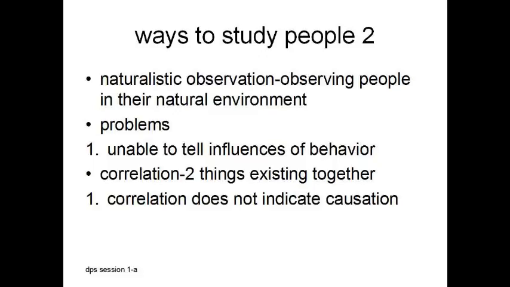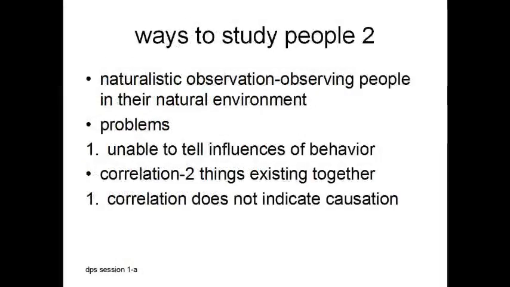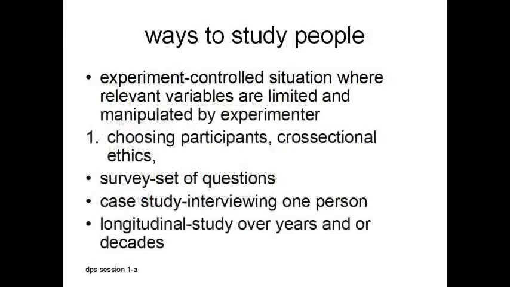And this really goes back to the first tile, where you're drawing your conclusions. You may see a relationship, but the relationship doesn't necessarily mean that cell phones, or whatever your hypothesis is, actually cause it. The relationship does not indicate causation. I'm going to bring that tile back up again. The relationship does not indicate causation. But that's just when you're studying people, one form is naturalistic observation.